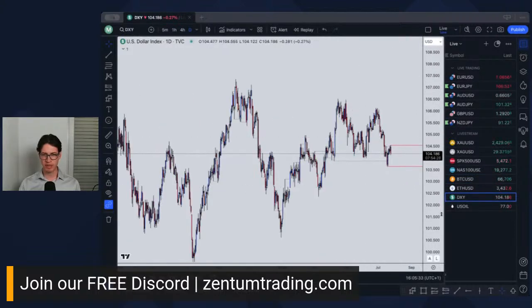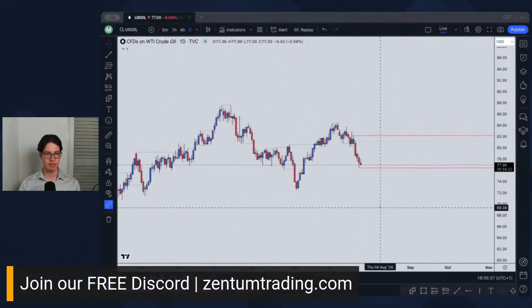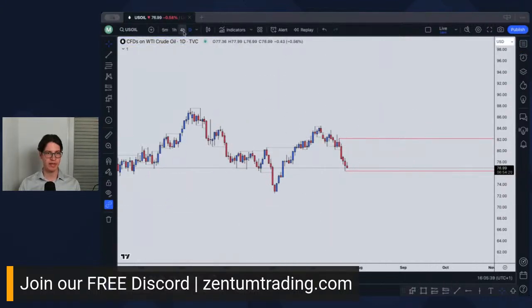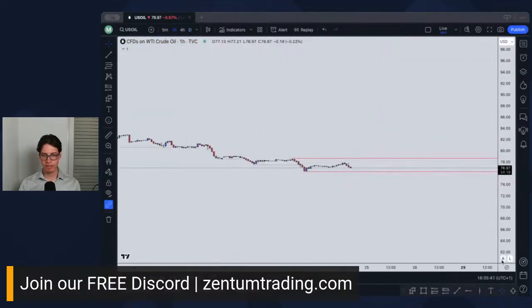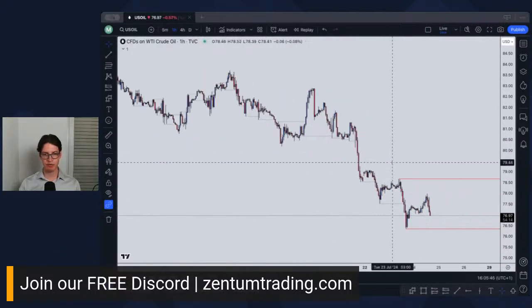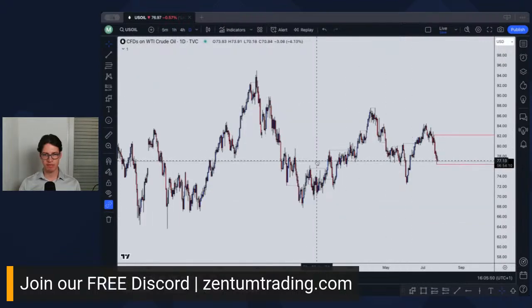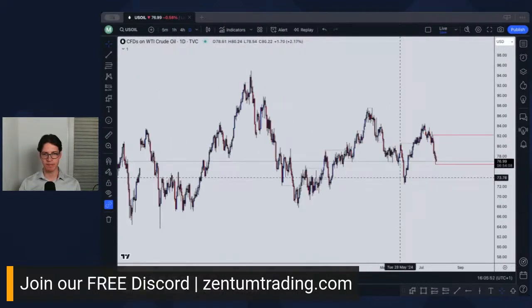DXY is looking pretty flat, corrective and range bound. US oil, yeah, kind of flat as well, not really showing much. Maybe kind of a downtrend on the daily. On the 1 hour, US oil is in a downtrend, but the daily is looking pretty flat and corrective, I have to say.